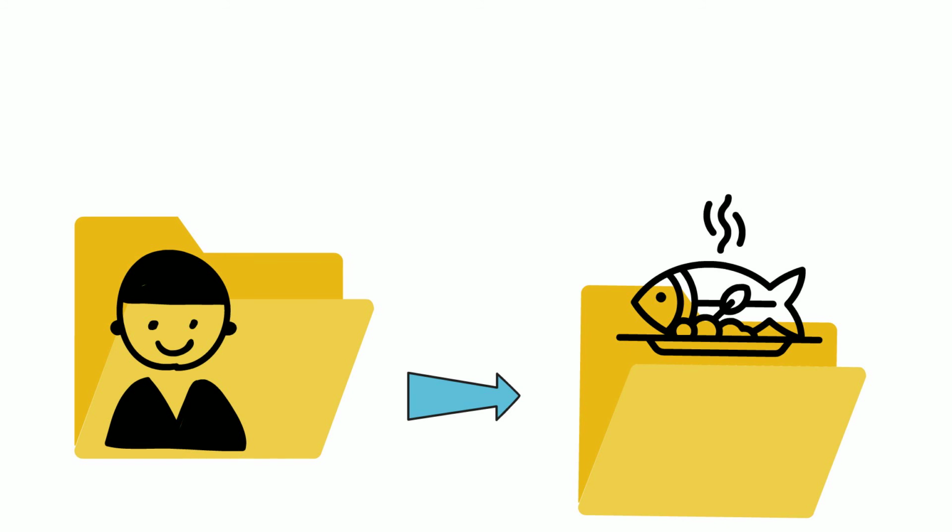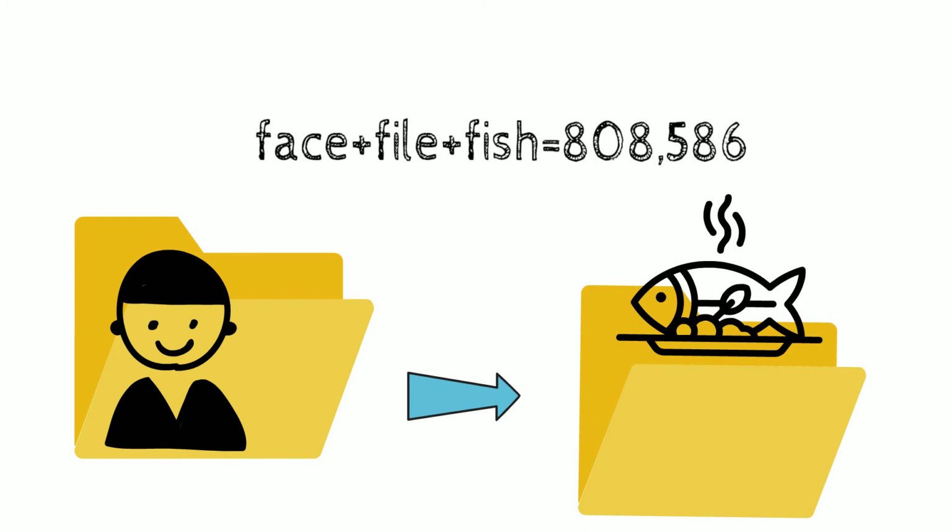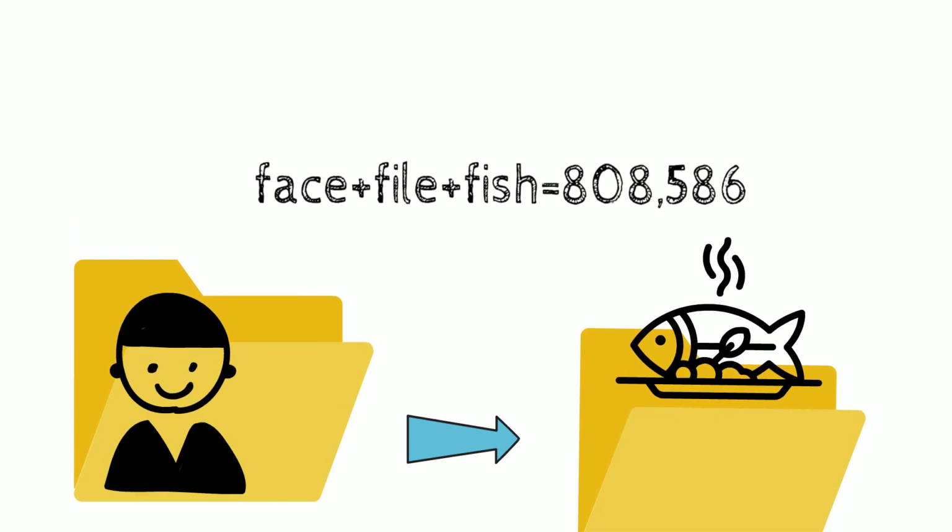You also don't need to remember the number, only the peg words themselves. So when you bring together a face, a file, and a fish, you get 808,586. It's that simple. Now you try it. Come up with your own peg words and use your endless imagination to help you with the process.